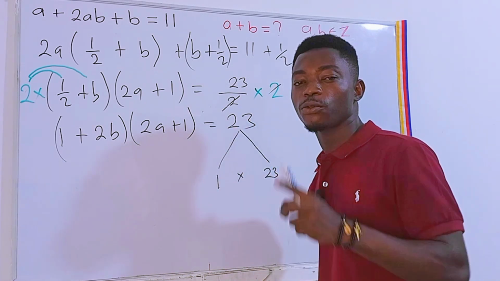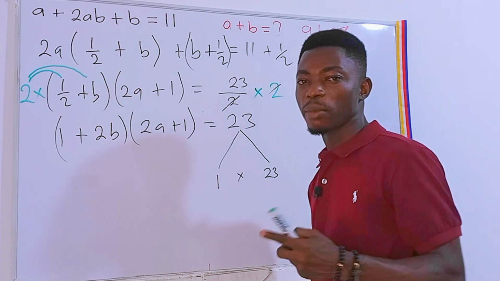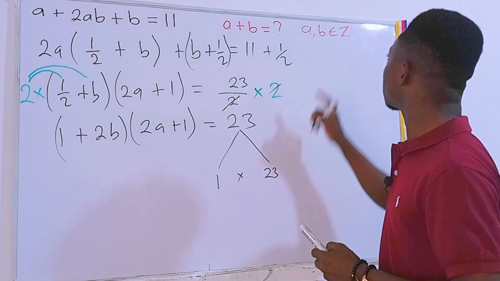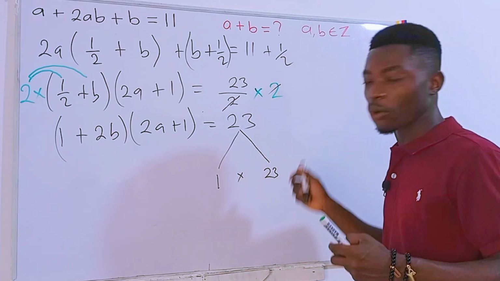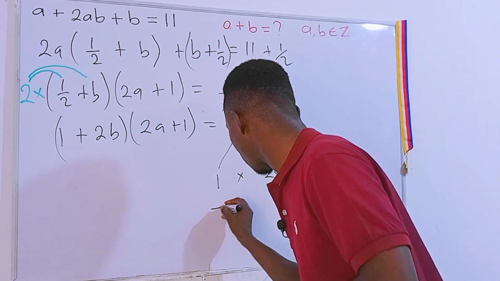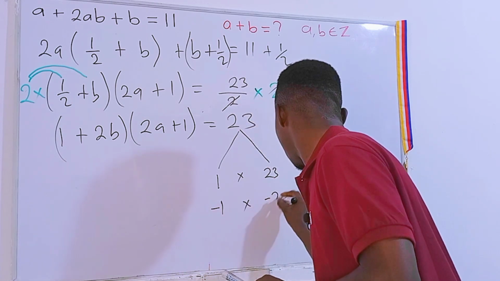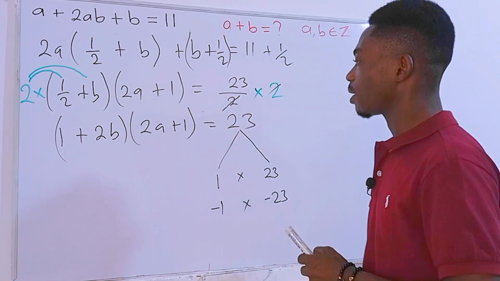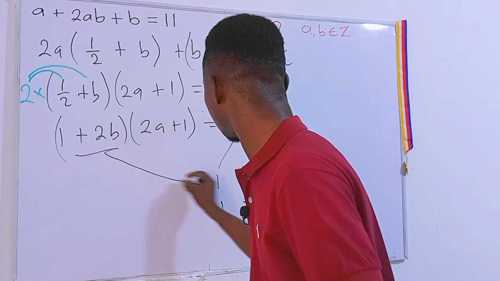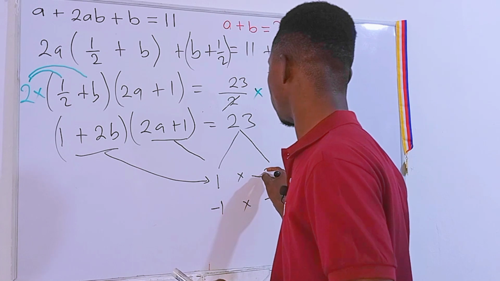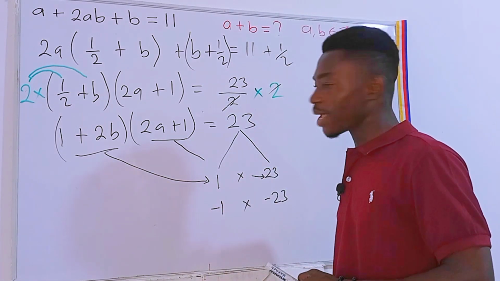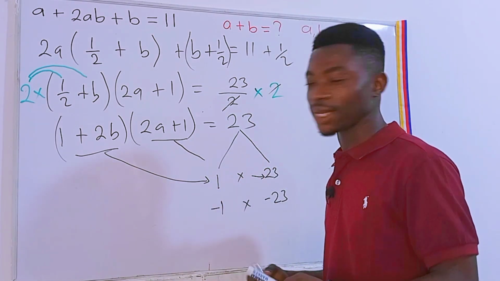In fact, we can form equations out of this. But before then, the question didn't state that a and b are just positive. It says that they are all integers. Therefore, we have to also consider the negative factors as well. Yes, just like this. We can say that the whole of this one is equal to 1, and the whole of this is equal to this 23 here. And in the same way, if you interchange them, you will get the same results.